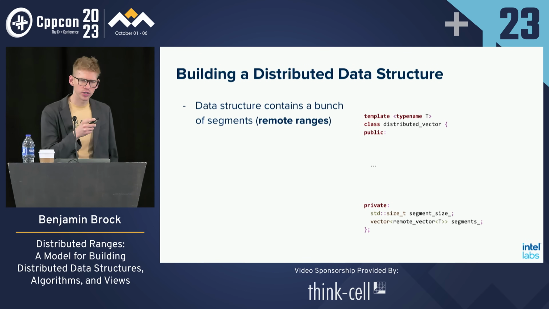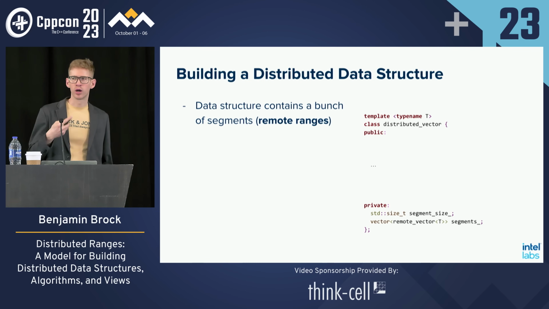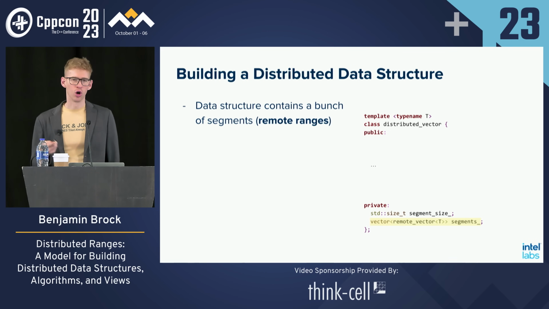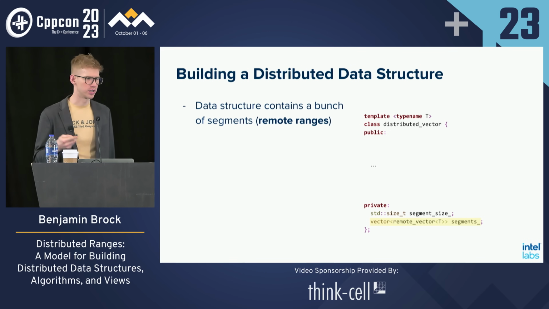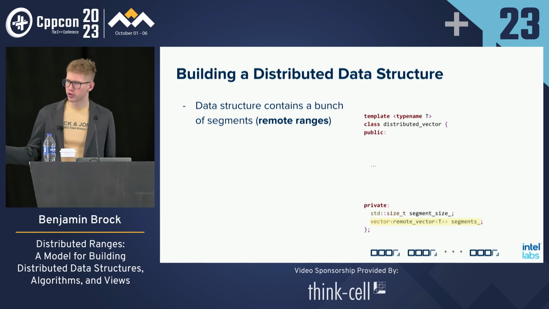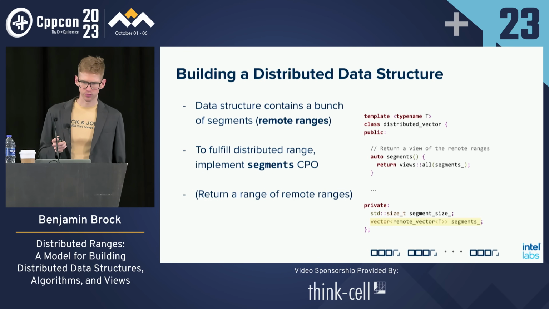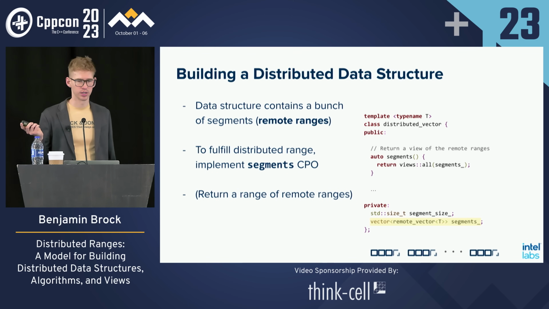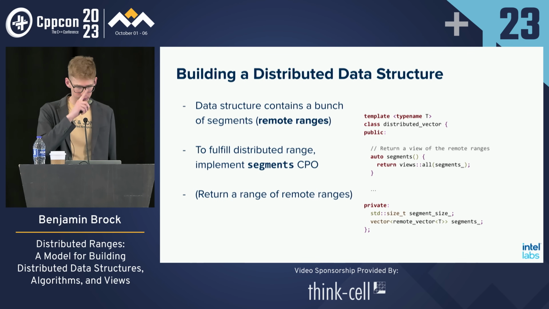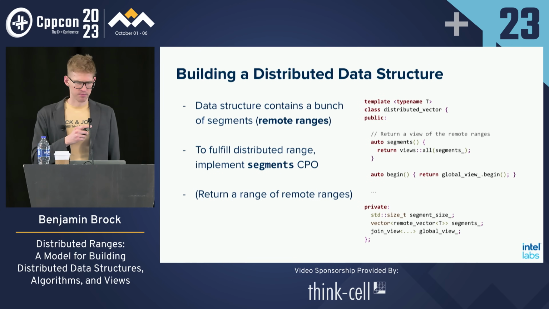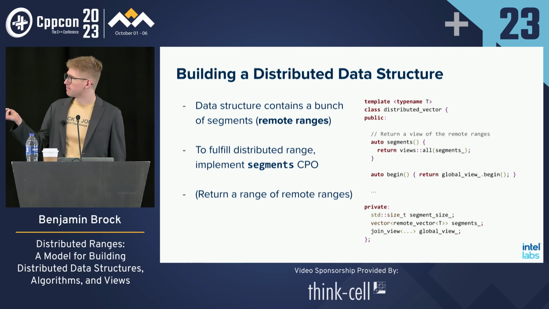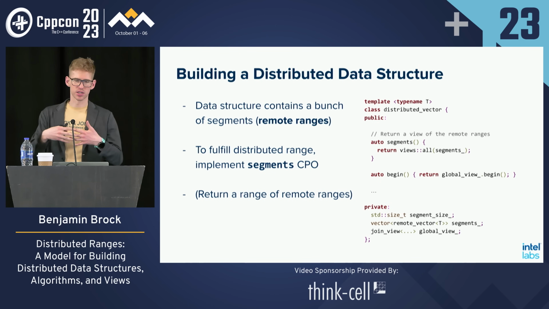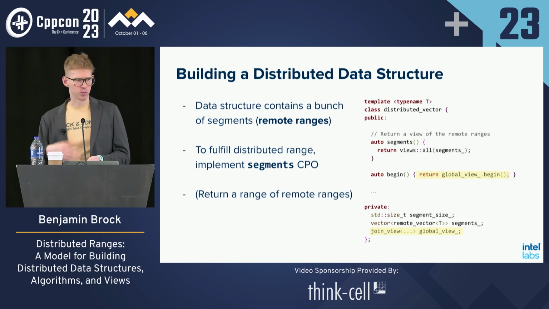Okay, so if we have our distributed vector, like we saw on a previous slide, and we want to make it a distributed range, all we have to do is implement a segments customization point so that we can tell where our different segments are. This is pretty trivial for a problem like this. We can just return a view of the segments that exist within our distributed vector, and that is going to give us all of our different segments. We can also implement global iteration using a join view or some other method, basically by joining all of these different segments together, and then returning iterators to this join view.